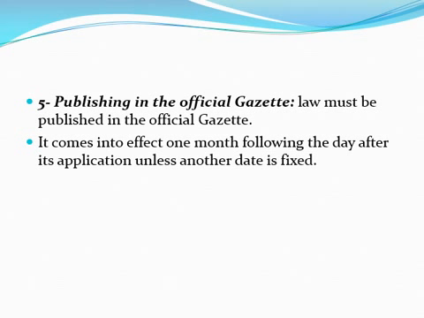The law should be published in the official gazette and it comes into effect one month following the day after its application unless another date is fixed. So usually after the promulgation, after the acceptance of the law by the President, we take the law and we publish it in the official gazette. The law will not be applied yet. We will wait a month, counted from the day following the publication. For a month, the law will not be applied. After this month, the law will be applied.